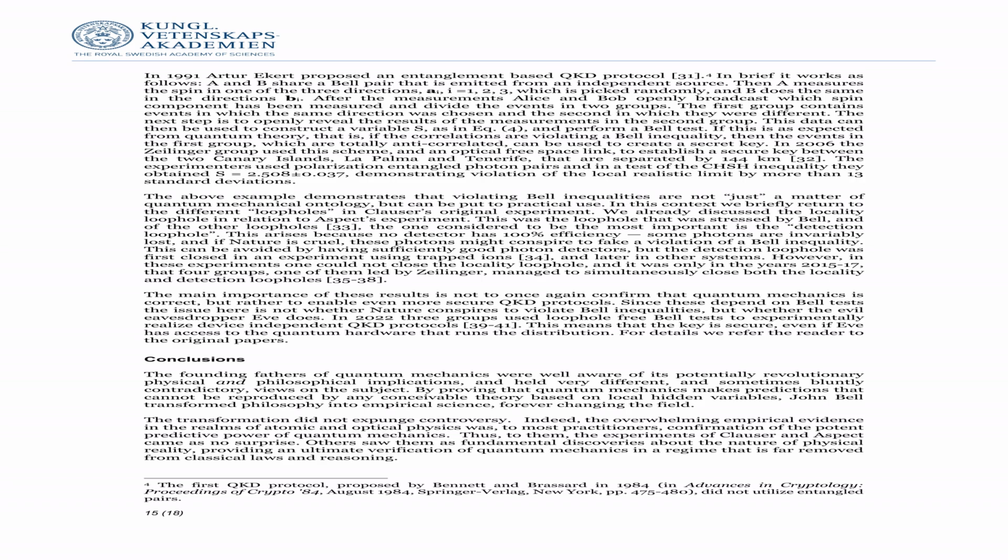This data can then be used to construct a variable S, as in EQ4, and perform a Bell test. If this is as expected from quantum theory, that is, if the correlations are violating a Bell inequality, then the events in the first group, which are totally anti-correlated, can be used to create a secret key.